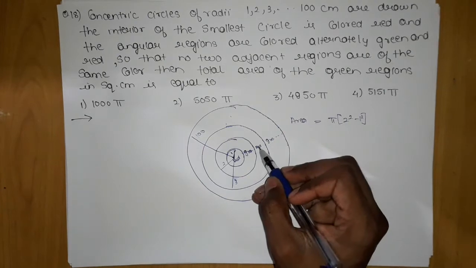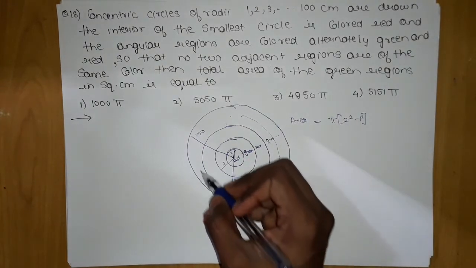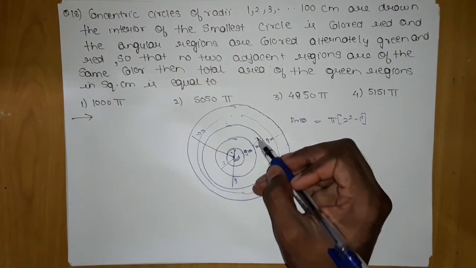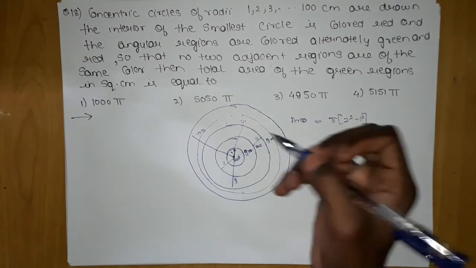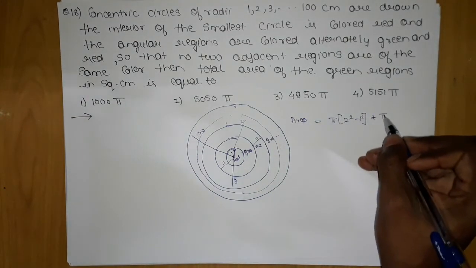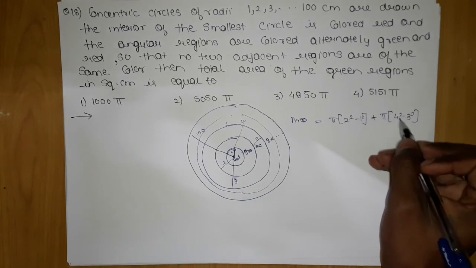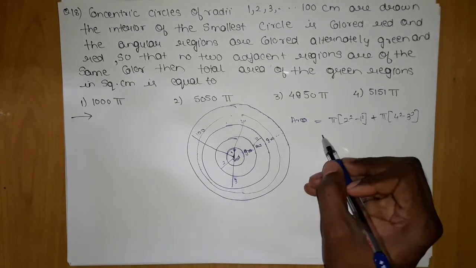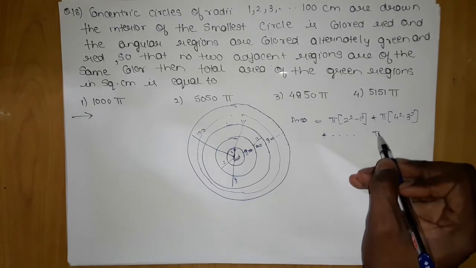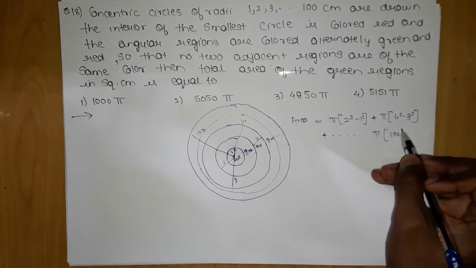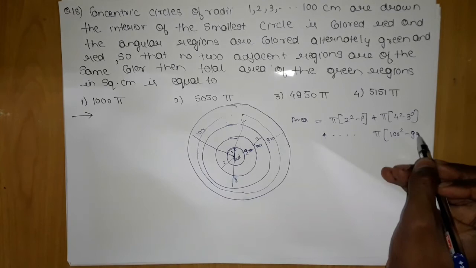Now suppose that this is the fourth one, and then this one is the third, and this one is the fourth. So its area will be what? 4 square minus 3 square, and similarly here even terms will appear and here odd terms will appear, and so on. It will go on till, is 100 even? Yes, 100 square minus 99 square.